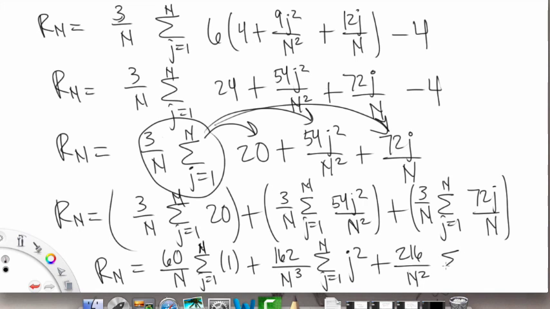Okay, because we have 2 of those left there. All right, so then we have the sum from j goes from 1 to n of just a single j, okay? So I'll rewrite this last line on the next slide so we can continue on. So now we have r sub n is equal to 60 over n, and then we had this sum going up to n, and then a 1 here, okay?